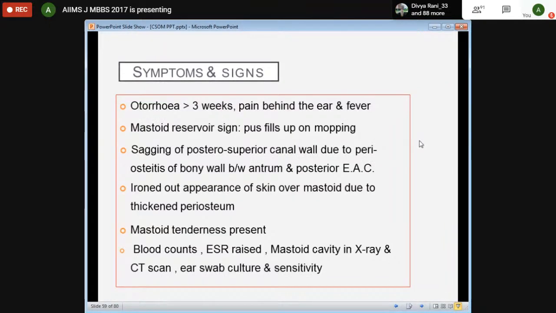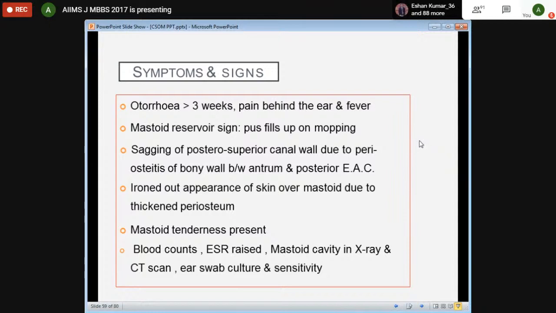As for symptoms, suppose the patient has come with symptoms of ASOM, and even after all this treatment, the symptoms and signs persist, with discharge present for more than 3 weeks. There is pain behind the ear and fever. We should always think about mastoiditis.